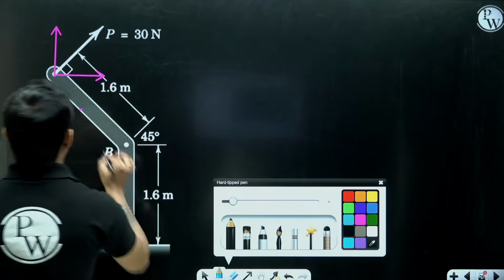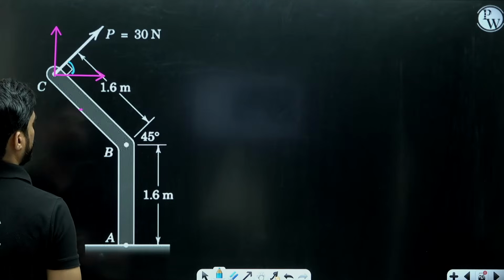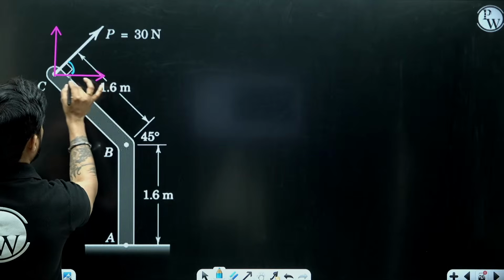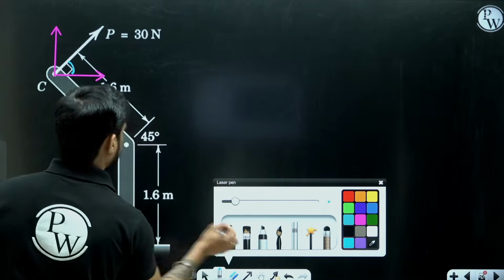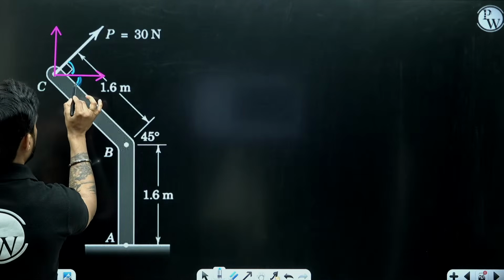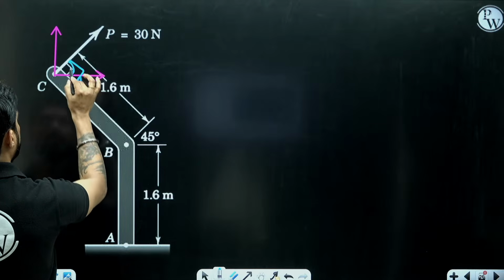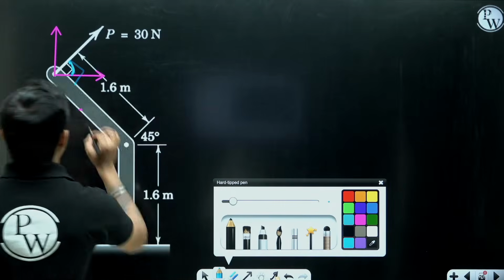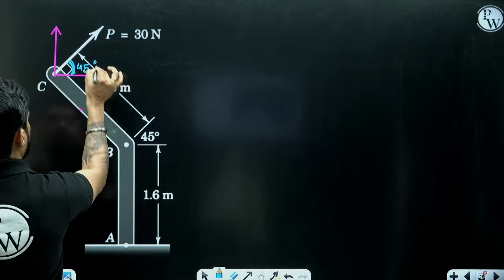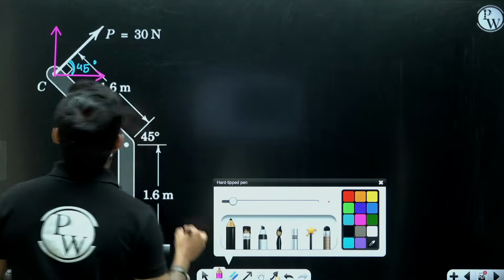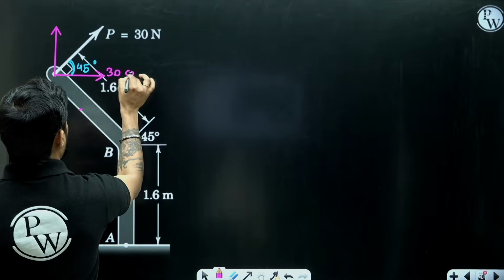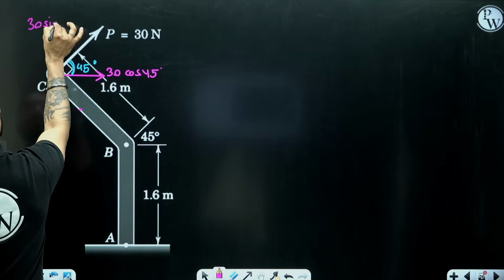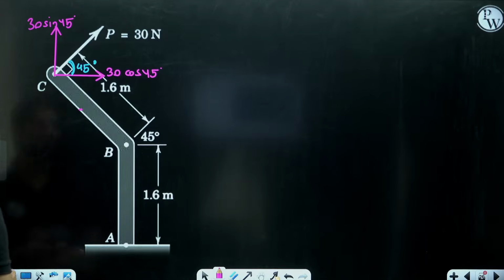Now look at this angle. What will be this angle? 45 degree, right? This is making 45 degree with horizontal. This angle is 45 degree and this angle is 90 degree. So this angle will be 45 degree. This angle is 45 degree. So this is 30 cos 45 and this is 30 sin 45.